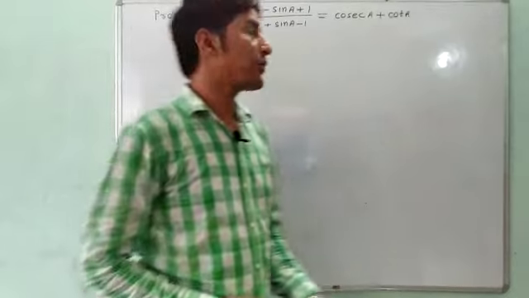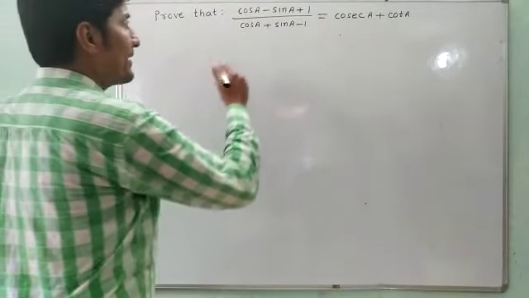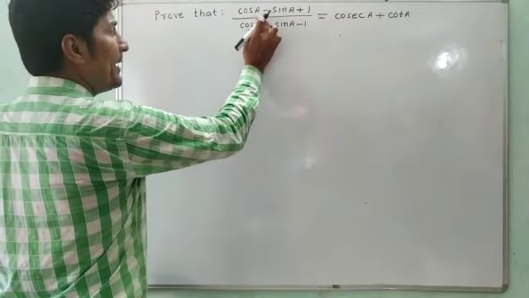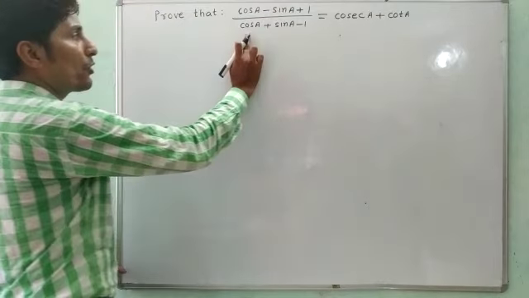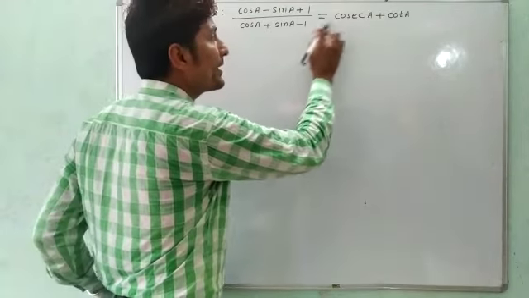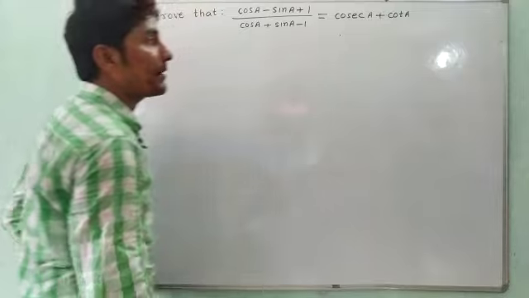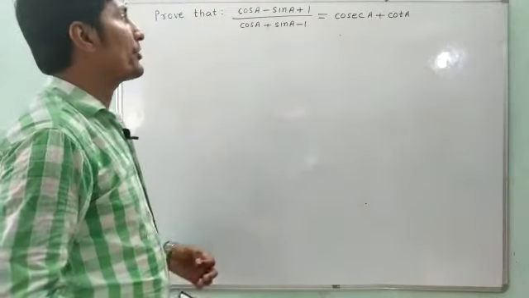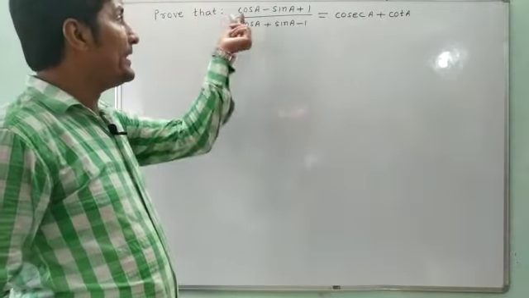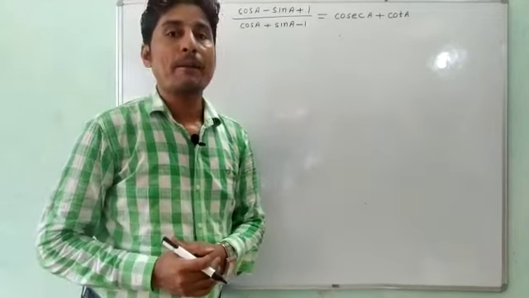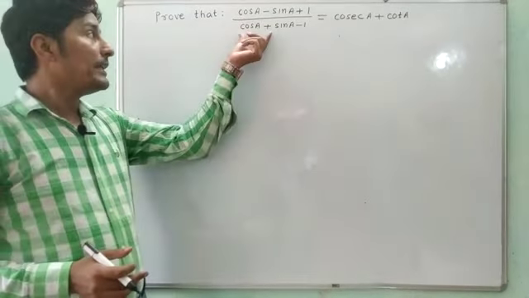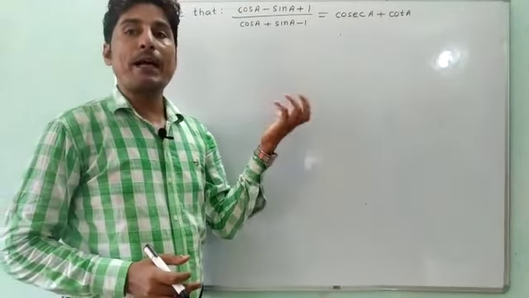Now, let us see the next question of the same exercise. Cos A minus sin A plus 1 upon cos A plus sin A minus 1 is equal to cosec A plus cot A. To prove this question, we have to divide each term of the numerator by sin theta and each term of the denominator by sin theta.